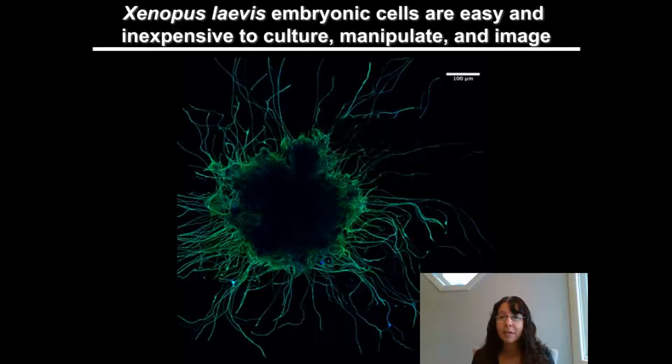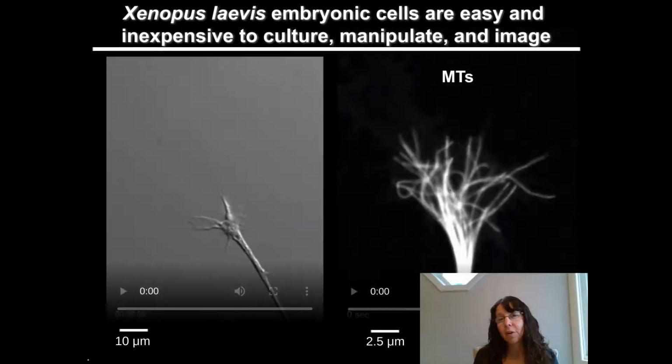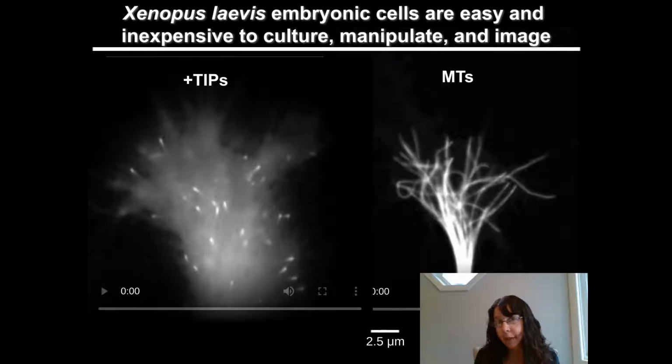And if we zoom in to just a single growth cone, their large and impressive growth cones allow for clear visualization of individual microtubules, as well as protein complexes that are found on microtubules. There may be no other vertebrate model system that has primary embryonic growth cones as large and as easy and inexpensive to culture, manipulate, and image as Xenopus laevis. And that's why I chose this model system for my lab's work.